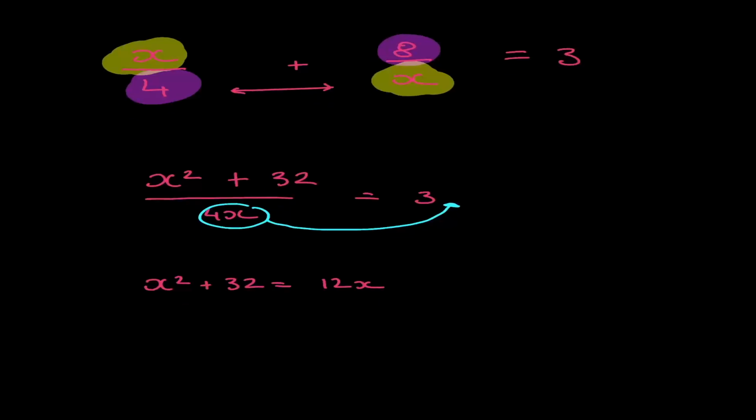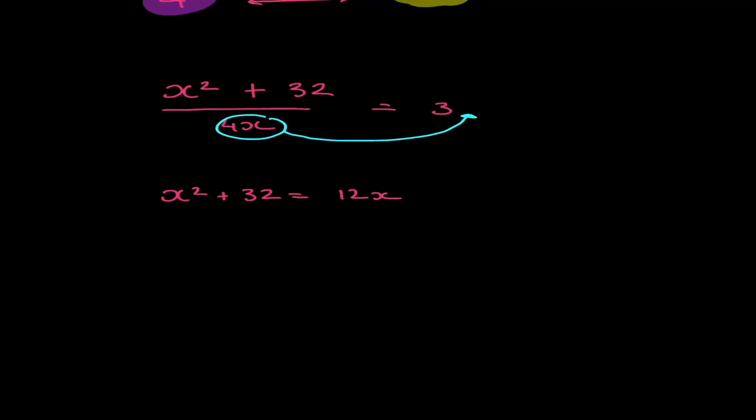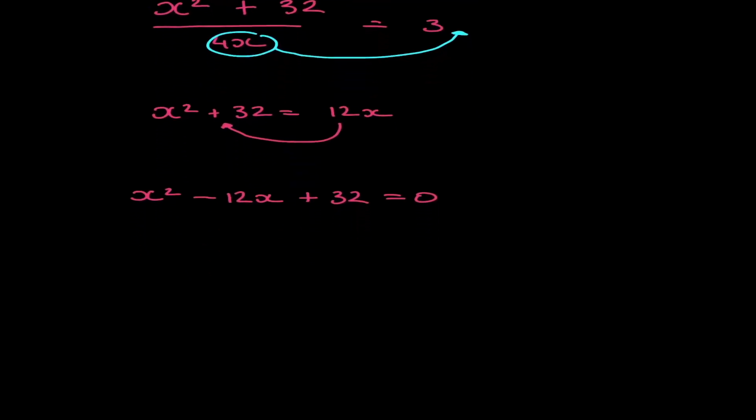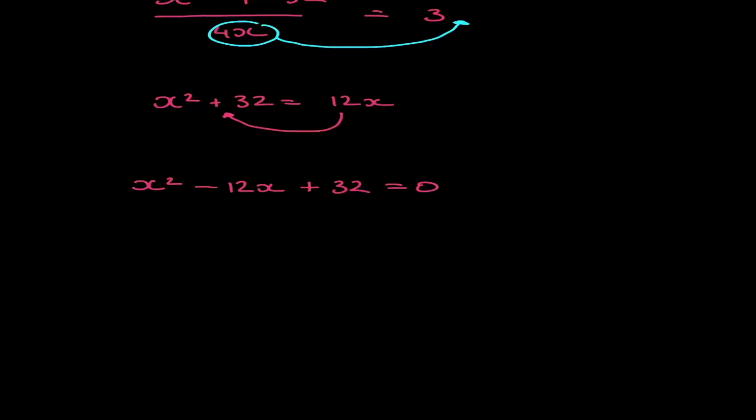Then all we need to do is make everything equal to 0. So let's bring the 12x to the left-hand side. So we have x squared, and that 12x is positive on the right. So when you move it across, it becomes negative, minus 12x, and then we've got that 32, and it equals 0. Okay, we're nearly there. Now we just need to factorize this.